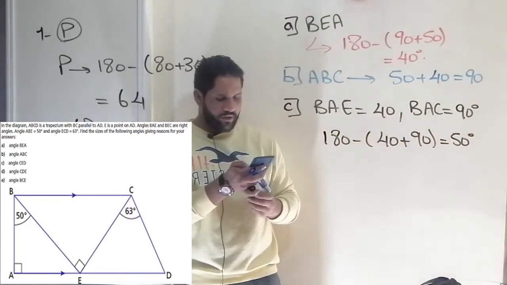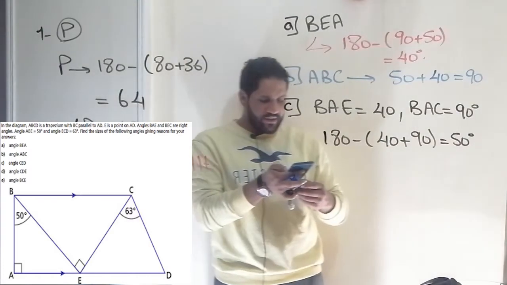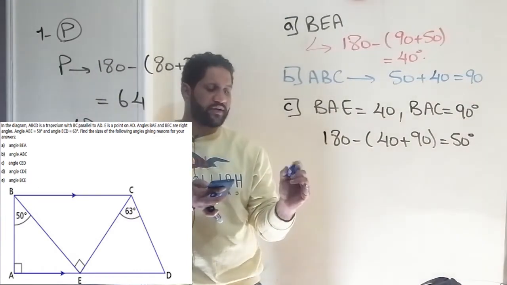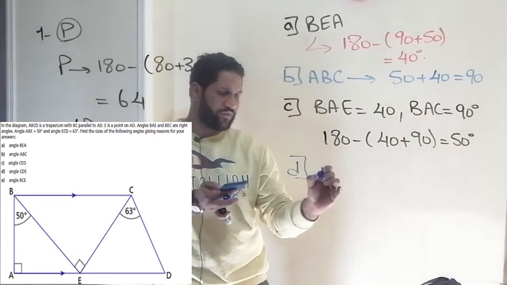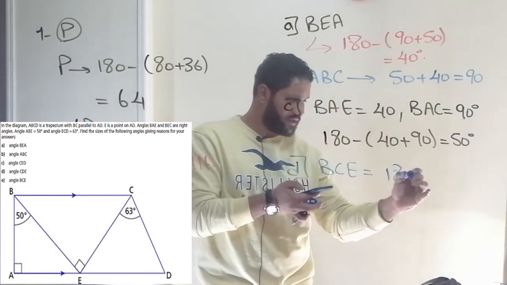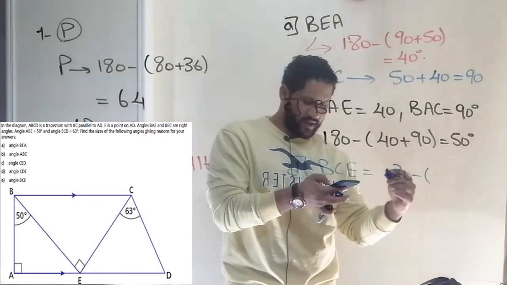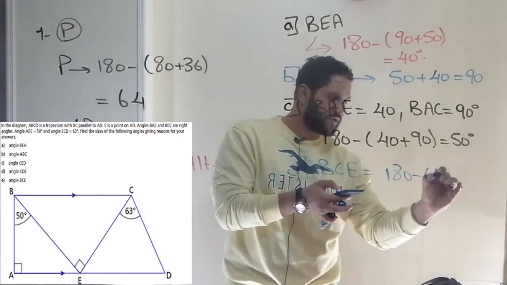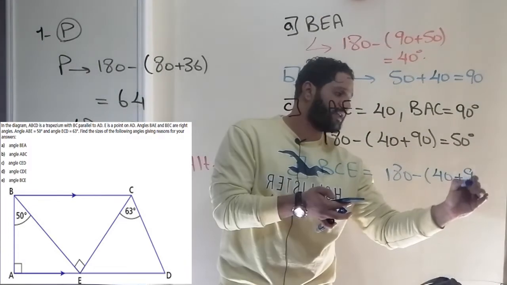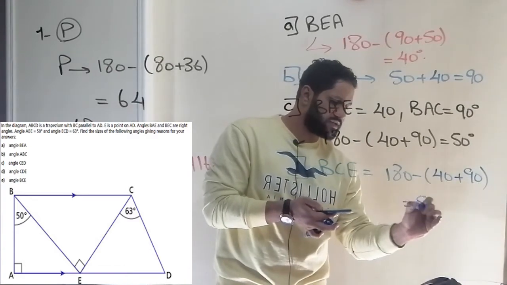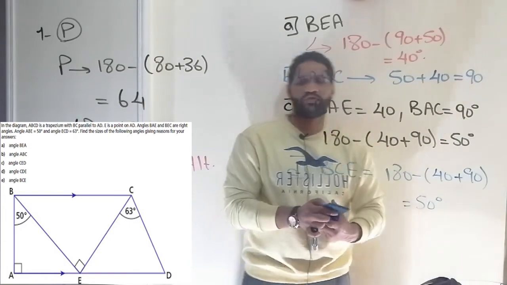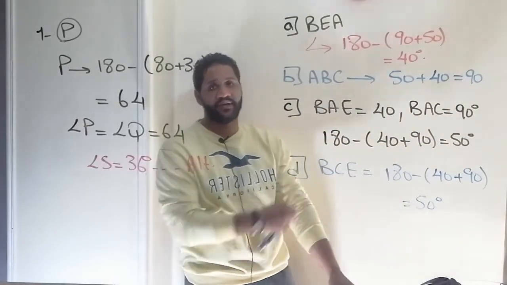The last angle he wants me to find is angle BCE. Angle BCE is inside a right angle triangle. So to find angle BCE, all I'm going to do is 180 subtracted from angle EBC, which we got, which is 40, and angle BEC, which is 90. So the angle is going to be 50. And these are some ideas which you will face during the angles and the parallel lines.